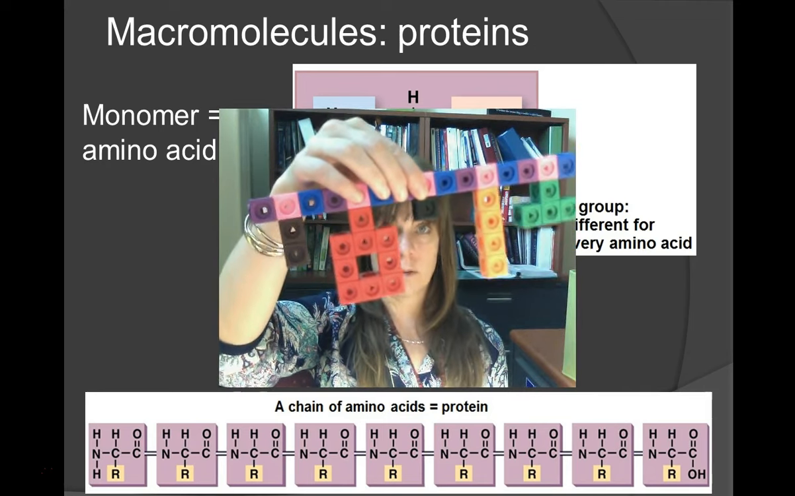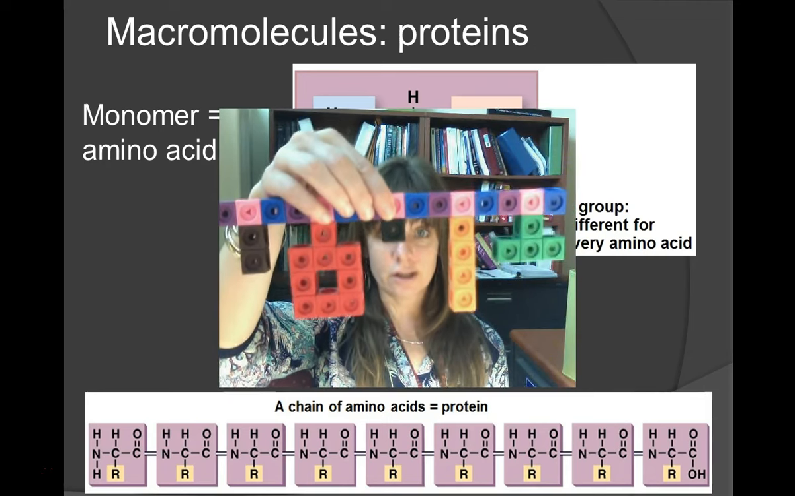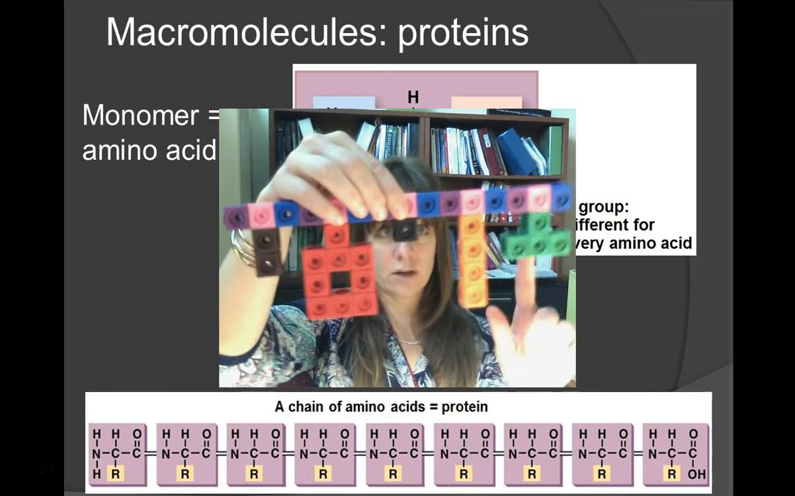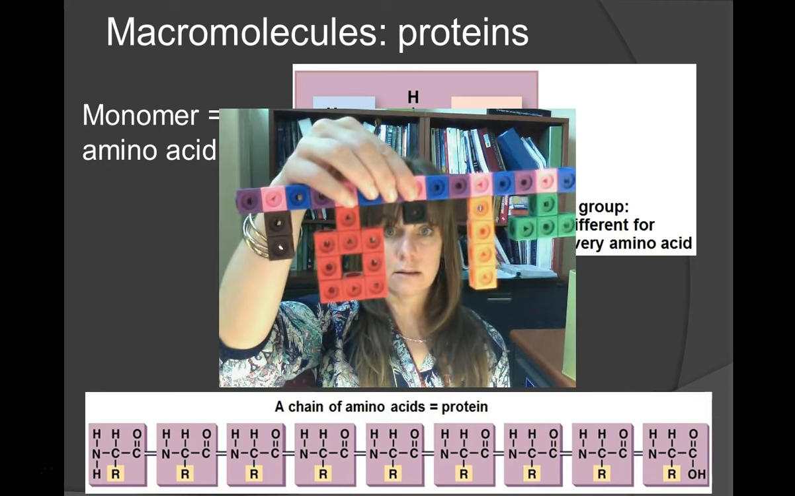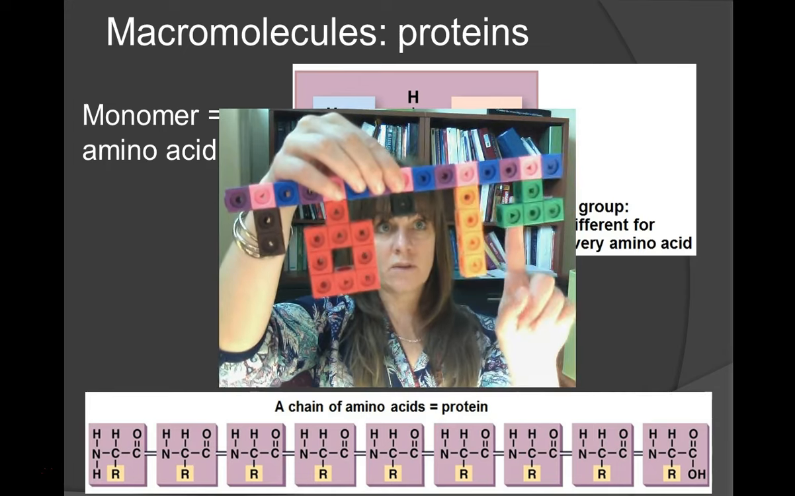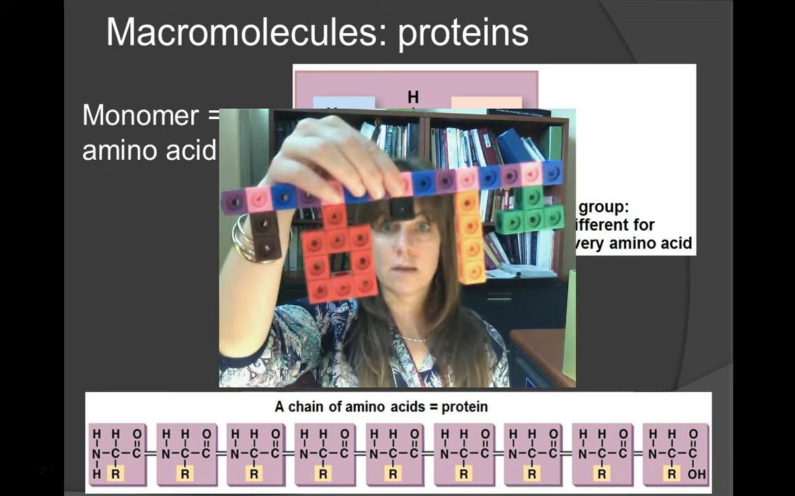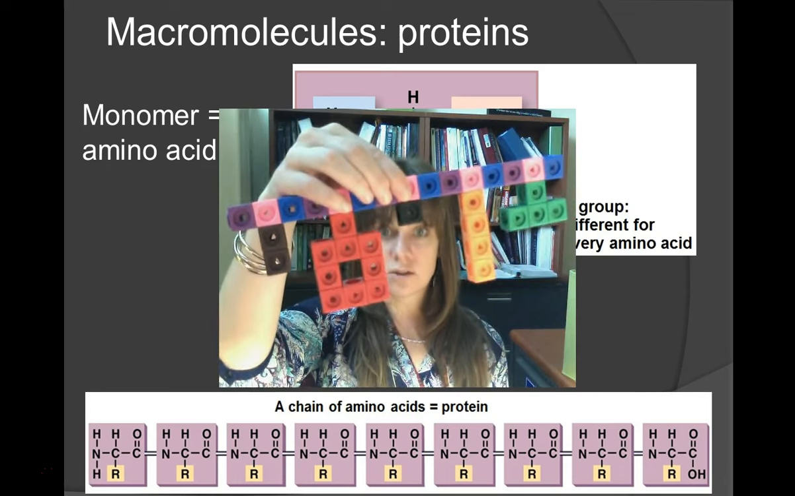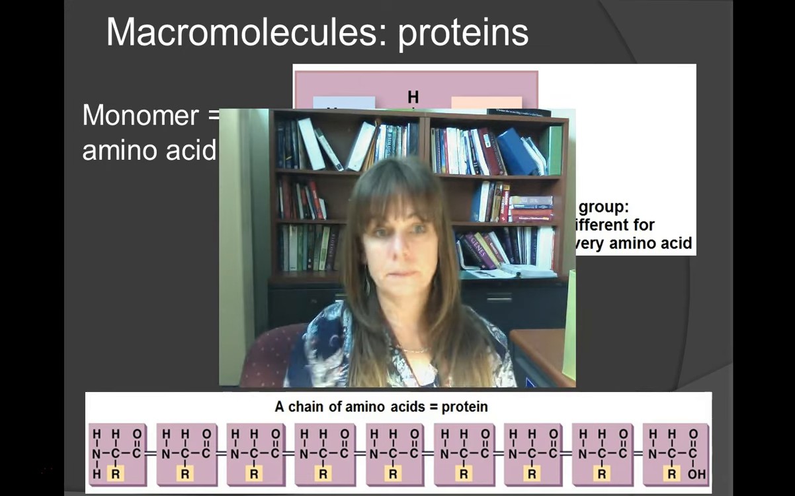Why does this matter? Well, if you look here, the structure is pretty darn different, okay, for each one of these. So that means that it's going to give it a unique function. Keep in mind, we've got 20 different choices here. So the body can make a whole bunch of proteins, all with different structures and all with different functions. Okay?